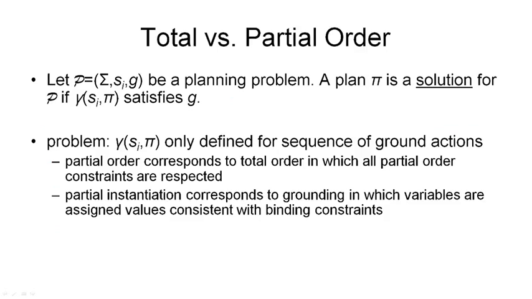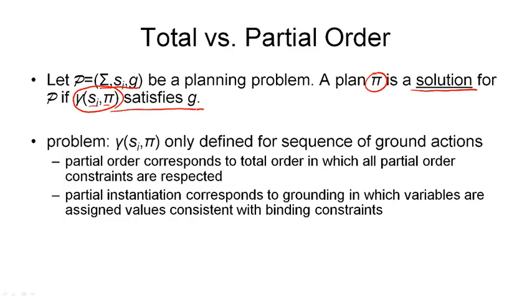But before we define the goal test for our search problem, we need to reconsider what we understand by a solution for a given planning problem. Just a quick recap. A planning problem was defined by a state transition system, initial state, and a goal condition. And a plan pi is considered a solution for this planning problem if the application of the plan in the initial state gives us a new state, and that state satisfies our goal. That is how we've defined a solution for a planning problem.